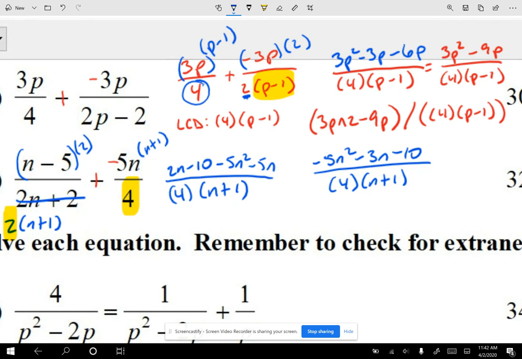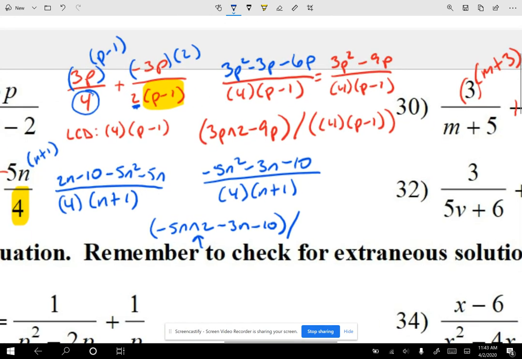The way I will type this, on the top, negative 5n to the second minus 3n minus 10. Notice that for exponents, I'm doing the little caret thing. Over. Now at the bottom, I have a big set of parentheses, but inside of it, I have a 4 and I have an n plus 1.